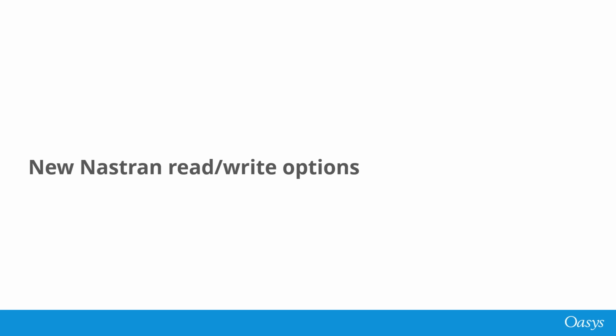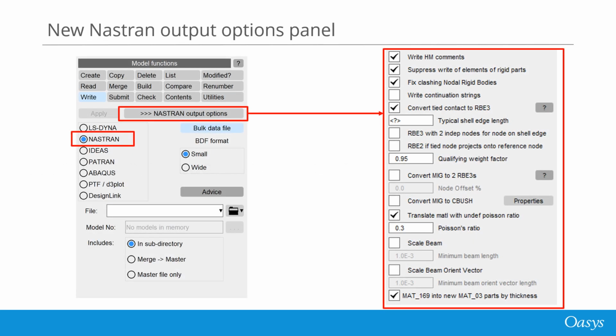This video will provide an overview of our new Nastran read-write options in Oasys Primer 21. Nastran write-out options now have a separate panel. This can be found under the Model Write-out option for Nastran.